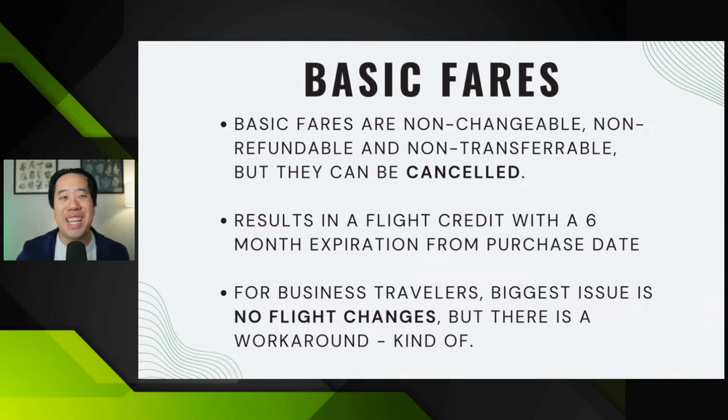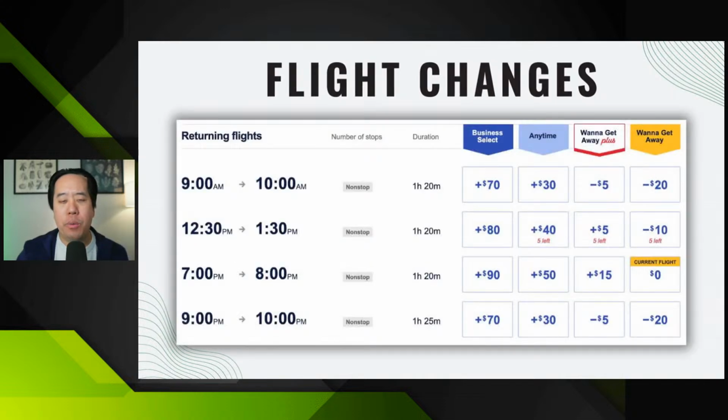But because of this cancellation situation, there's kind of a workaround to that. Let me explain what that is. So these are what flight changes look like. This happens all the time. You book a flight, and they're like, oh, we have this sale going on. You press change flight, and then you look at the pricing chart, and you can see that your current flight looks like this, but other flights, that may not be your preferred time, are cheaper, or they could be more expensive.